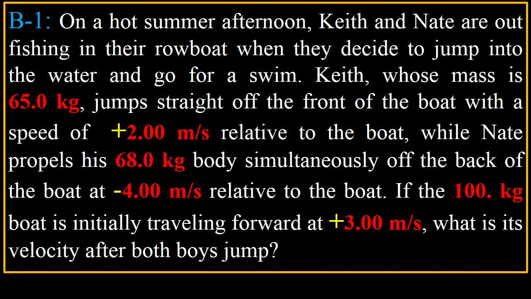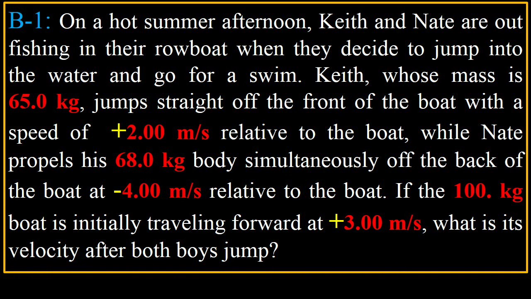Next, on a hot summer afternoon, Keith and Nate are out fishing in their rowboat when they decide to jump into the water and go for a swim. Keith, whose mass is 65 kilograms, jumps straight off the front of the boat with a speed of plus 2 meters per second relative to the boat, while Nate propels his 68 kilogram body simultaneously off the back of the boat at negative 4 meters per second relative to the boat. If the 100 kilogram boat is initially traveling forward at plus 3 meters per second, what is its velocity after both boys jump?